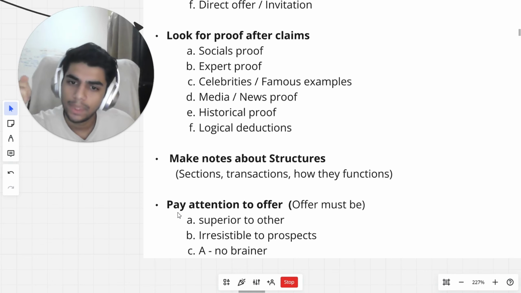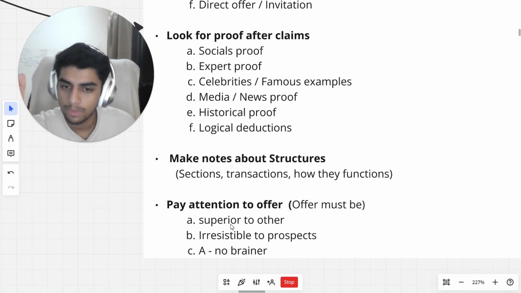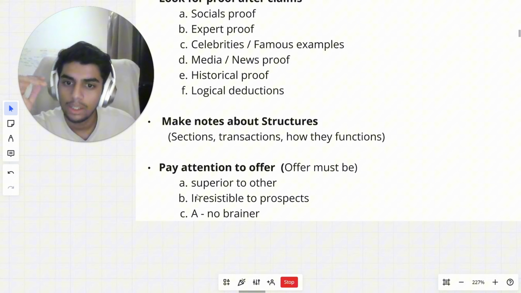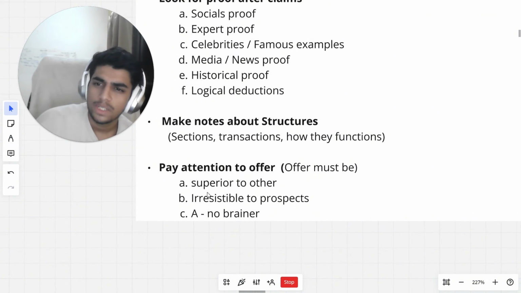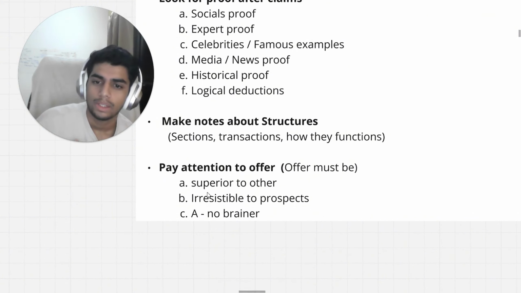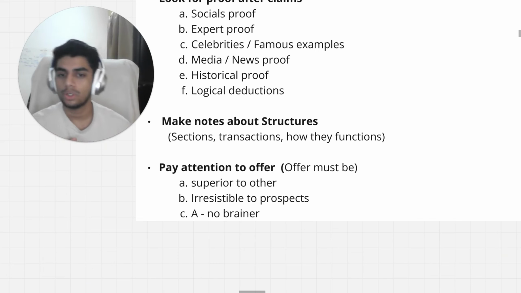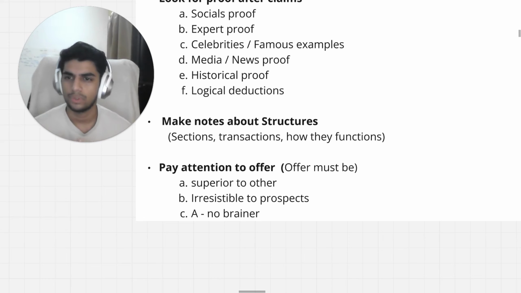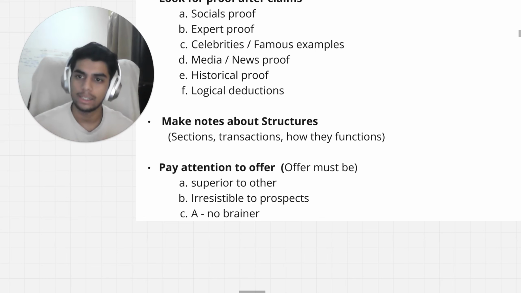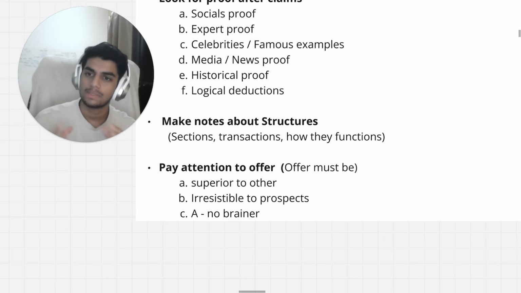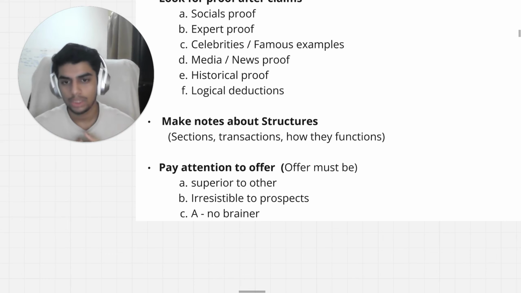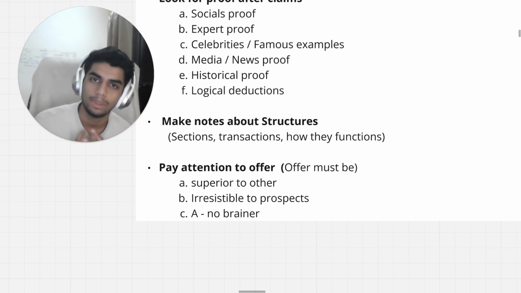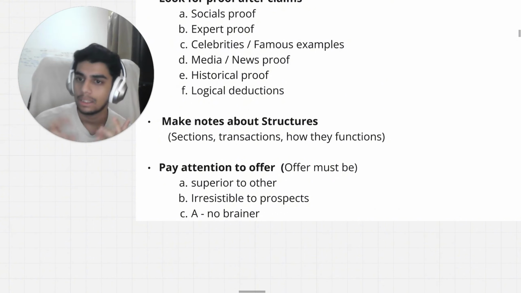And lastly, you need to pay attention to the offer. This is the top important thing. The offer must be superior to others, irresistible to prospects, and a no-brainer offer. It should not create confusion for any reader, any person for whom the copy has been written. It should be superior to others. What do I mean by superior to others? It means in the market, it should feel like, okay, this is the best I got.